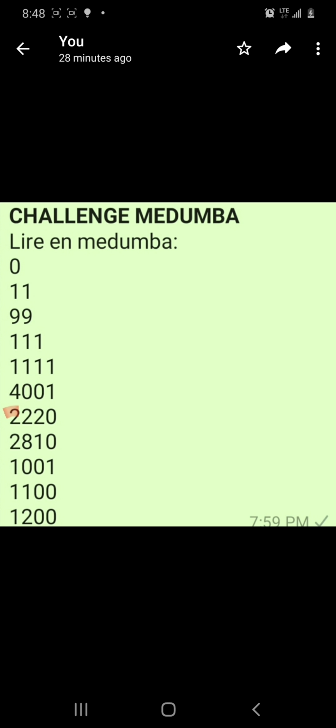I'm going to start with the last number. I read it. Nchobo ncha. Notice that you read in Medumba from the right to the left. So you start with the last number and then you go to the left. Okay? If I pick like 11, I'm going to read nchop nshum. So I read the 1 on the unit column first before I read the tens. That's how you read. You always read from the right to the left in Medumba.